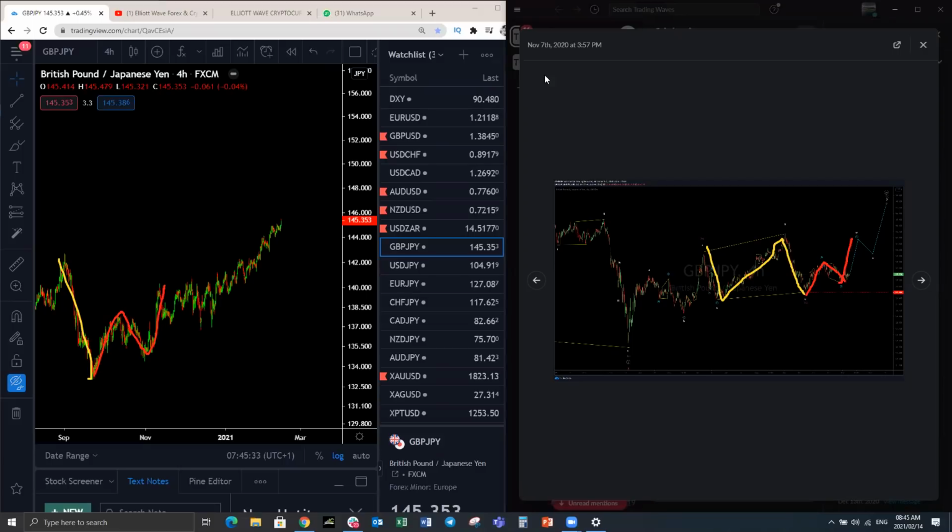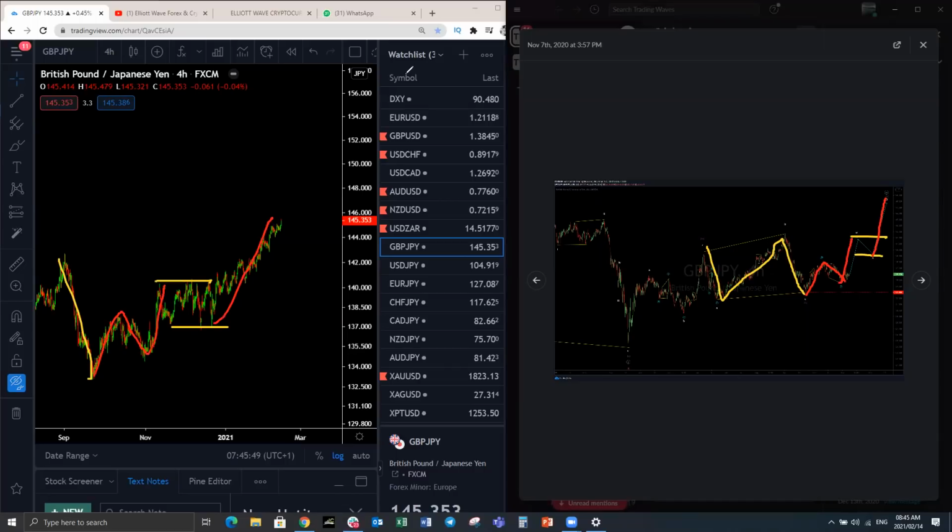What has now eventually played out was this. You've got the corrective structure. We've got this corrective structure, which is what we're looking for here. Where are we now? We are here. That is the forecast. That is what we're expecting.